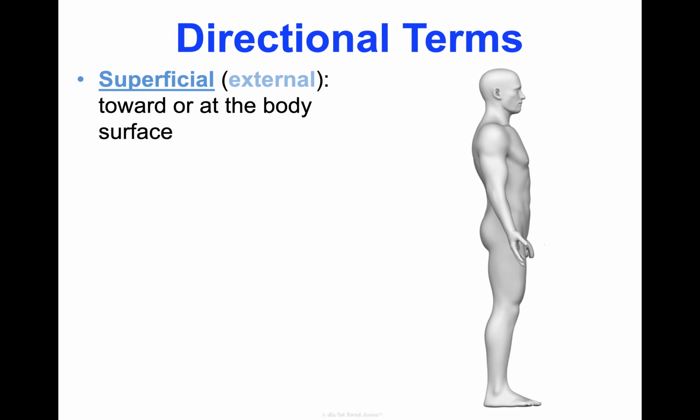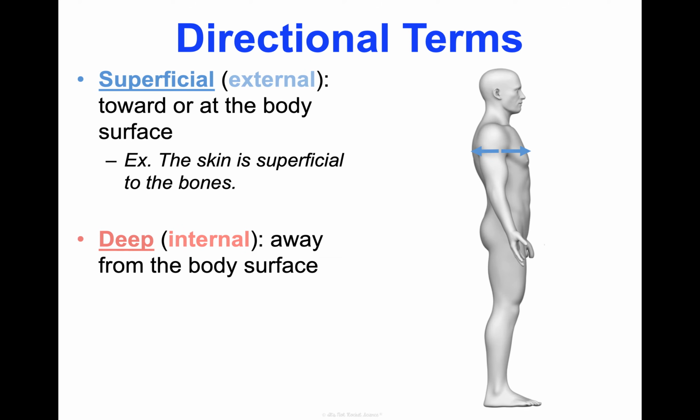All right, and then last two for directional terms. Superficial just means external, so toward or at the body surface. So your skin is superficial to your bones. And then deep or internal means away from the body surface. So the heart is deep to the rib cage.